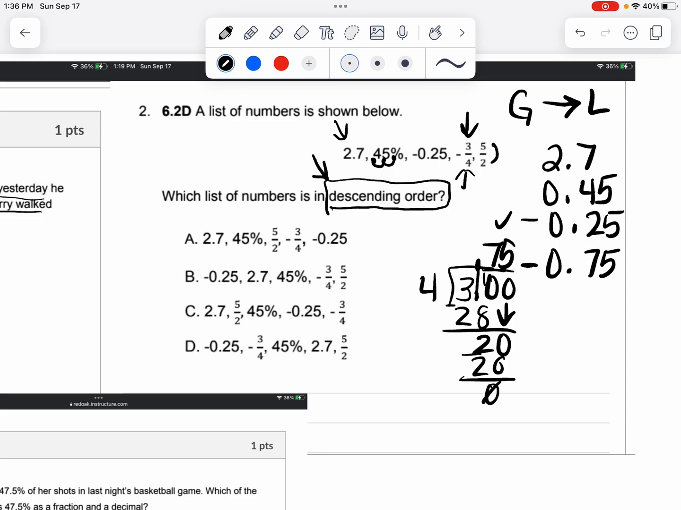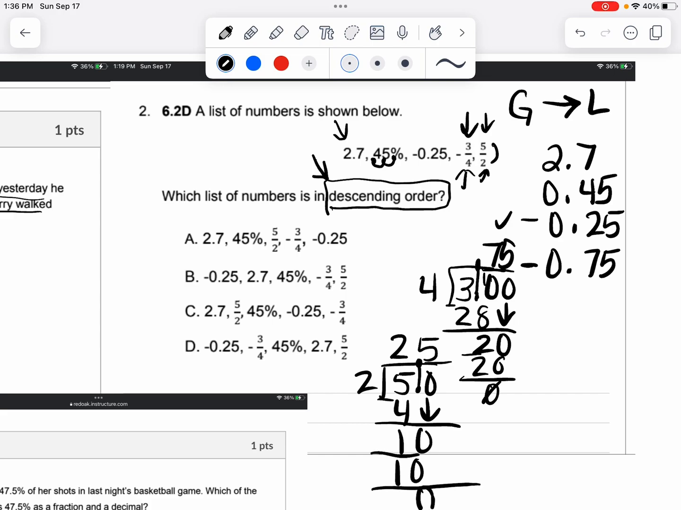Now I have 5 divided by 2. So I'm going to put 5 as my dividend and 2 on the outside, which is the same thing as saying that I have 2 halves. Or if I had $5 and I'm going to split it among 2 friends. So this is going to be 2. 2 times 2 is 4. My remainder is 10, but I'm changing to a decimal, so I do not want a remainder. So that is 5. 5 times 2 is 10, and that is 0.